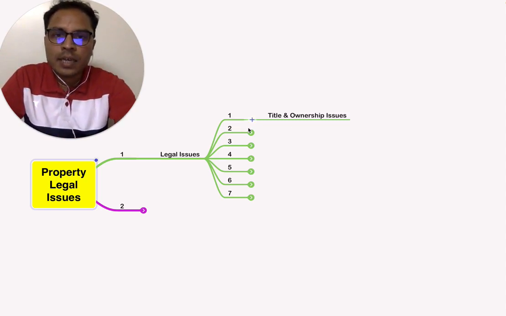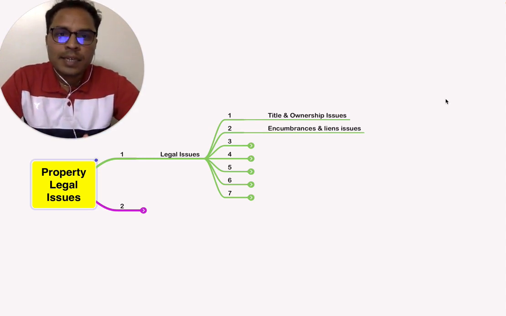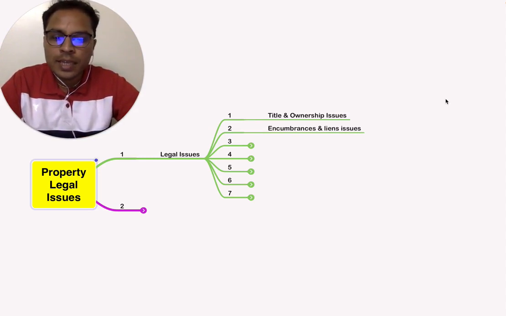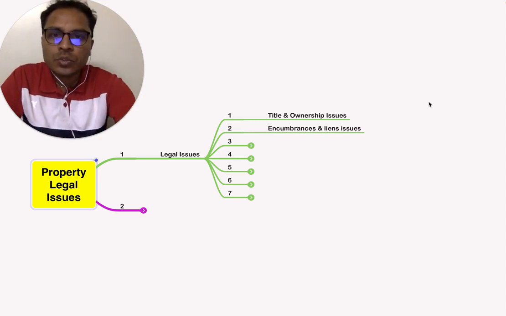And second is encumbrance and liens issues. This issue comes if you do not know the property is under mortgage or under loan or any other legal issue. So for that you need to be aware of this issue.